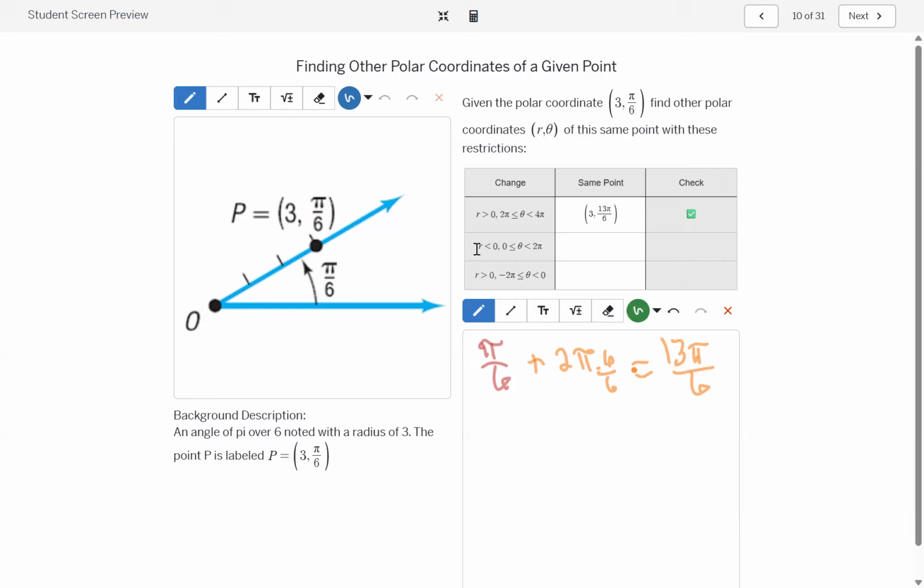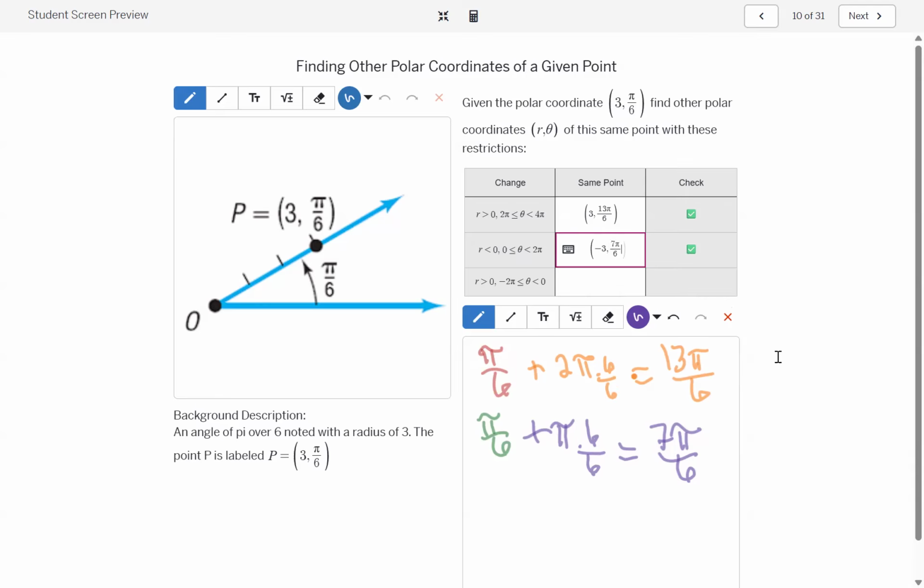Now for our next point, they say make the radius negative. So if I make the radius negative, then I take my angle and I add pi to it. So I multiply by 6 over 6, so 6 pi over 6 plus pi over 6 is 7 pi over 6. So I make the radius negative 3, and then my angle is 7 pi over 6.